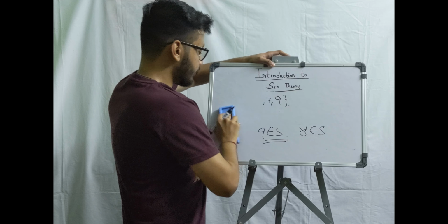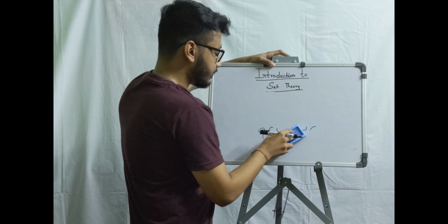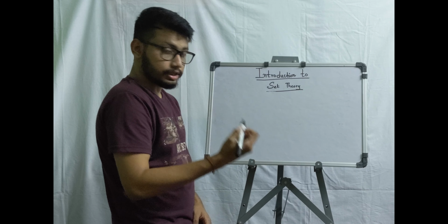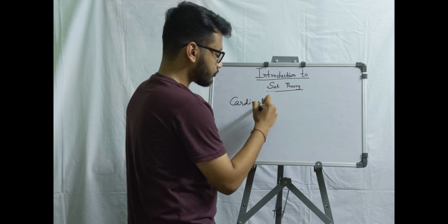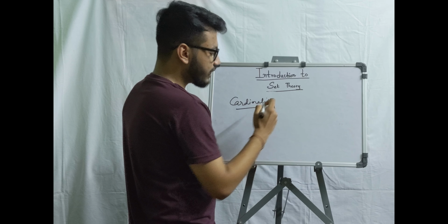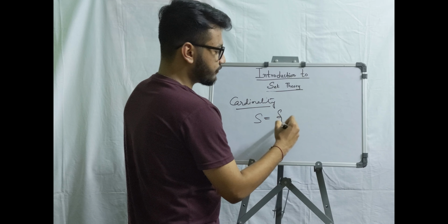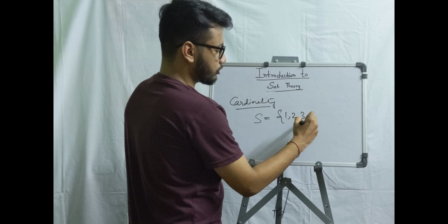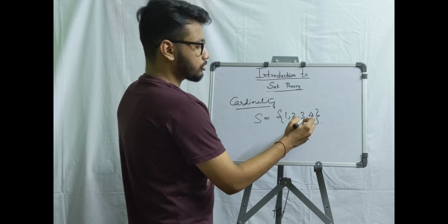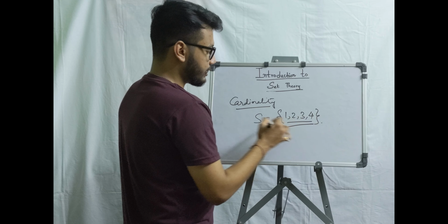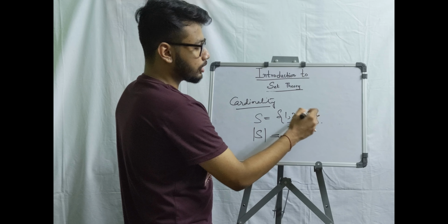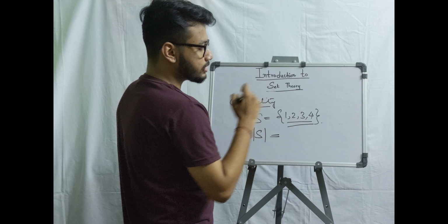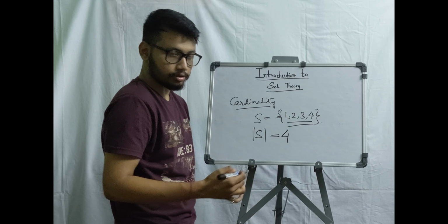Now we are going to understand what we mean by cardinality of a set. So if we have a set S and I have written 1, 2, 3, 4, there are 4 numbers. The cardinality of a set S is denoted by mod of S and is nothing but the number of elements inside this set. So for example, here we have 4 elements, so the cardinality is 4.